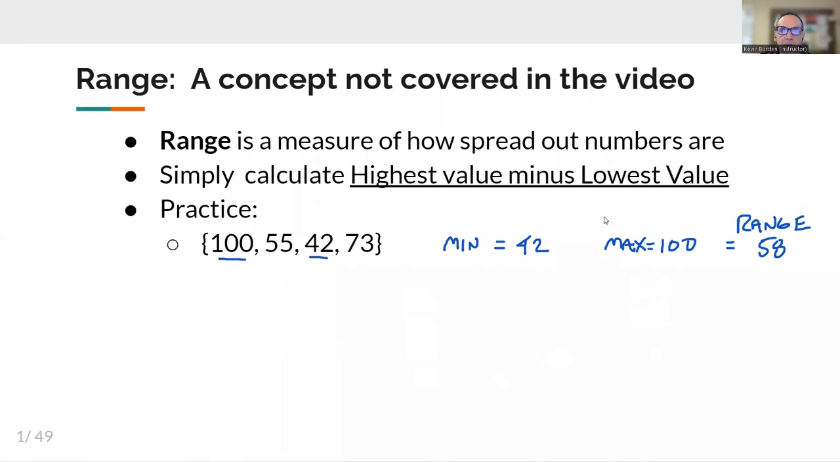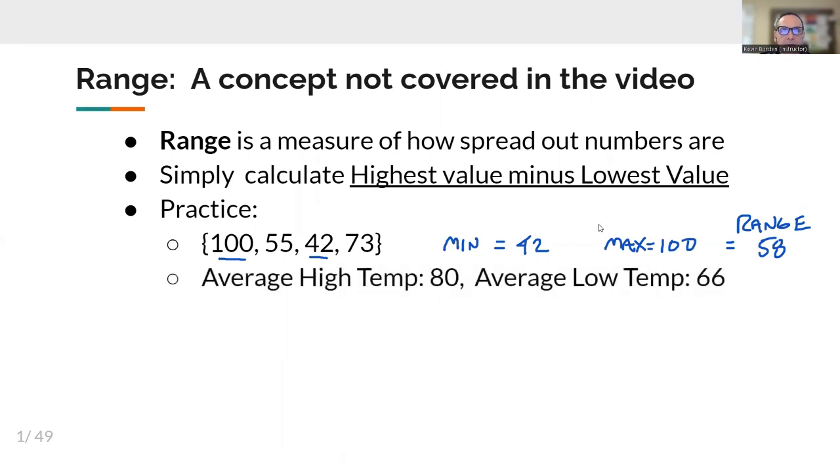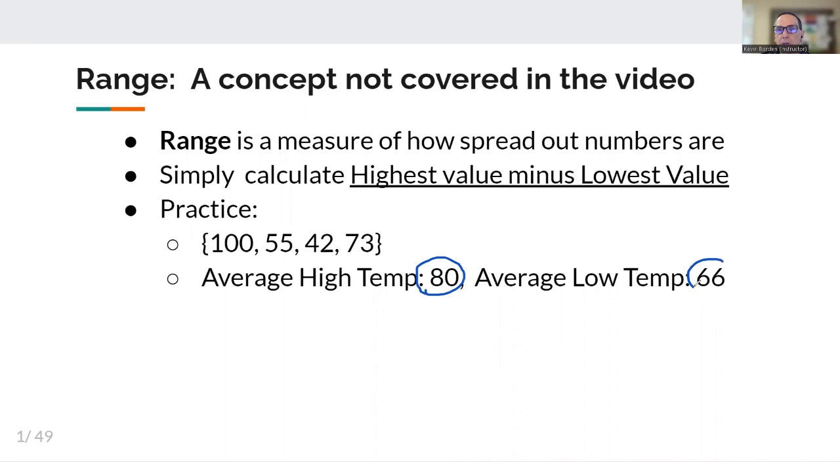I think I have another example here. The average high temperature is 80, and the average low temperature is 66. What is the range? It seems like a very different question, but the same thing applies. We simply take the largest value and subtract the smallest value. 80 minus 66 equals 14 degrees. The range of temperature is 14 degrees.